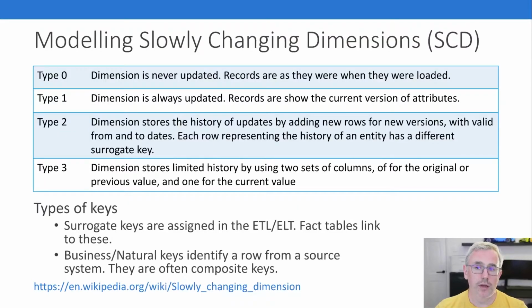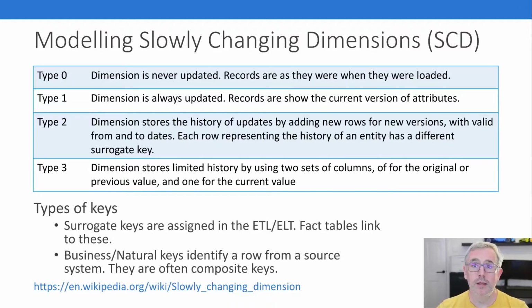So, quick overview on SCD types, slowly changing dimension types. We've got type 0, we don't update the data. Once we insert the data into the dimension, it stays as is forever. Type 1, we just overwrite it all the time. Anytime it updates, we have the newest version.